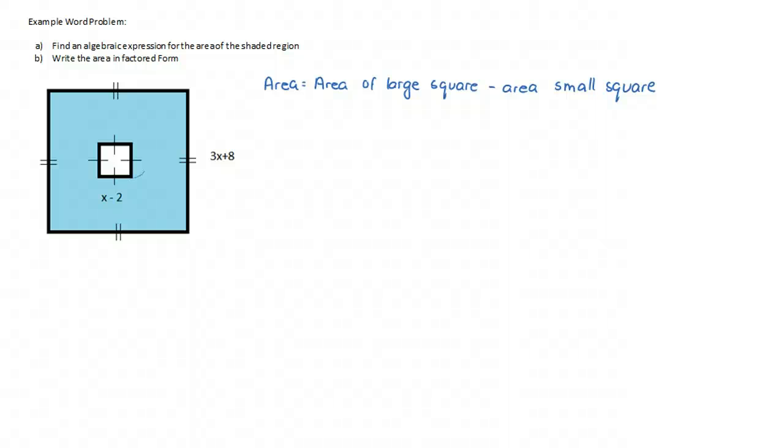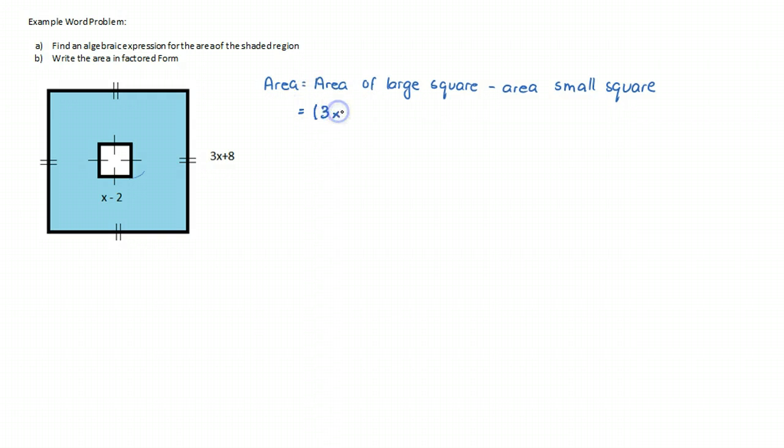Hello, in this video we're going to find an algebraic expression that represents the area of the shaded region here. So we can see the shaded region is defined as a big square with a smaller square chopped out. So we can find this area as area of the large square minus the area of the small square. So we can do this pretty easily.